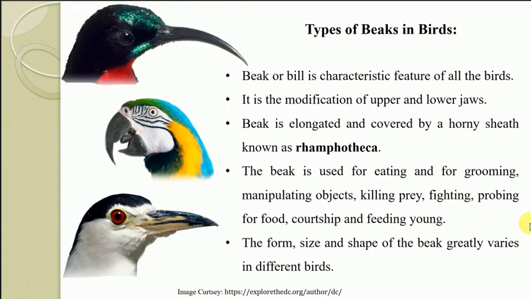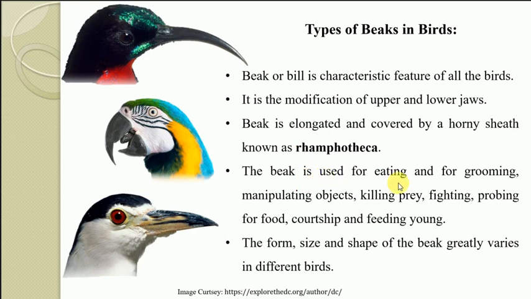So the beak or the bill is obviously a characteristic feature present in all birds, which is the modification of the upper and the lower jaws. The beak is elongated and it is covered by a horny sheath. This horny sheath is referred to as the rhamphotheca. Okay, the beak is useful for various purposes.